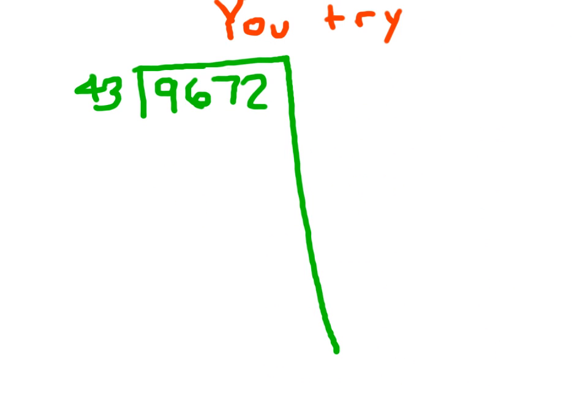All right, it's time for you to try. You see 9,672, and you see 43 as our divisor. You go ahead and try this partial quotients approach for these double-digit divisors. Hit pause. You find the quotient for me.